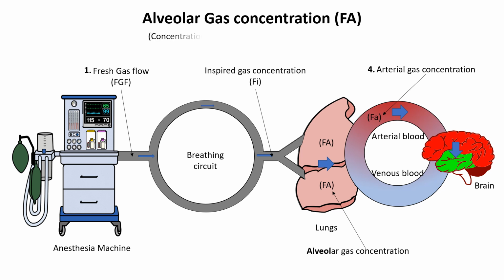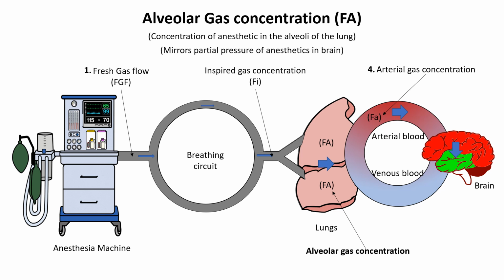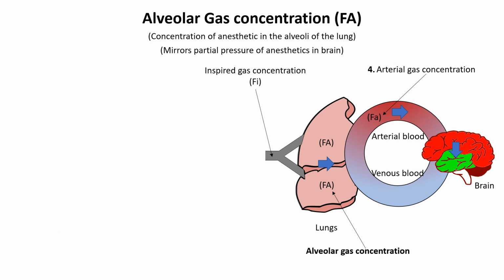Alveolar gas concentration refers to the concentration of an inhalational anesthetic in the alveoli of the lungs. It is a critical determinant of the depth of anesthesia because the anesthetic effect is directly related to the partial pressure of the anesthetic in the brain, which closely parallels the alveolar partial pressure due to rapid equilibration between the alveoli, blood, and brain. The alveolar concentration is influenced by several factors.